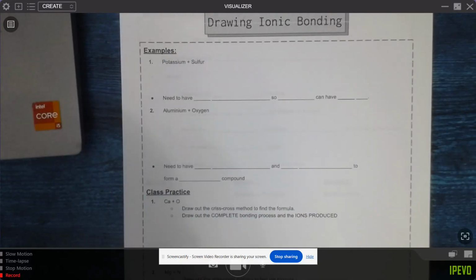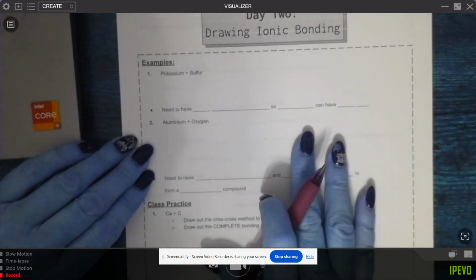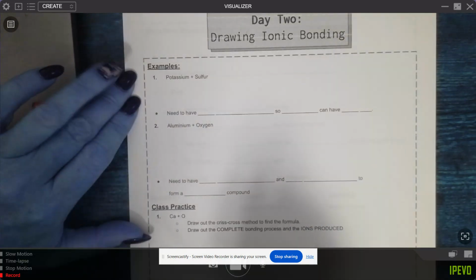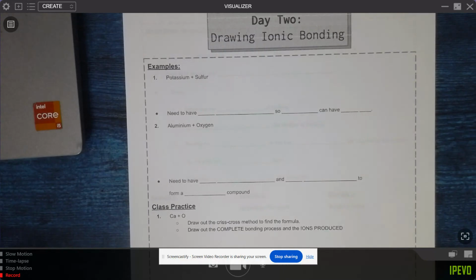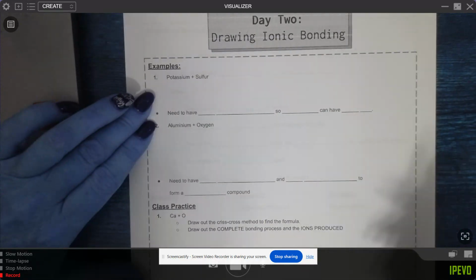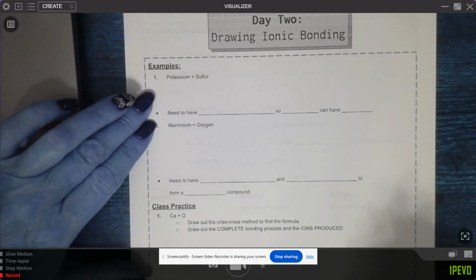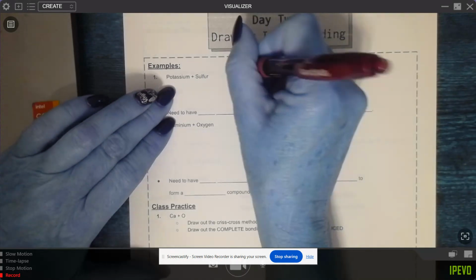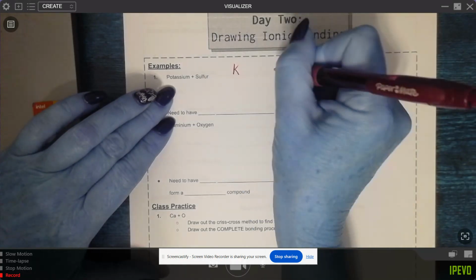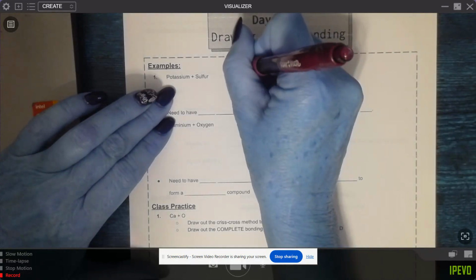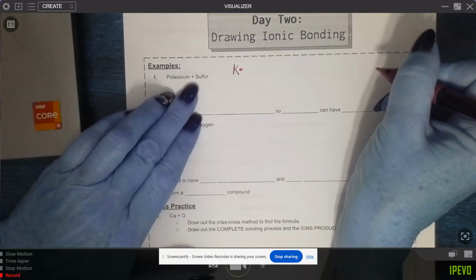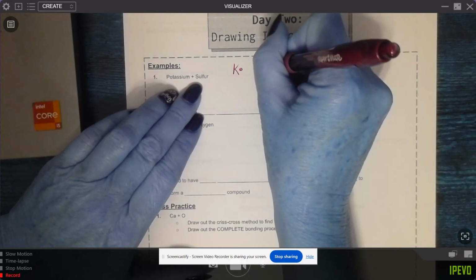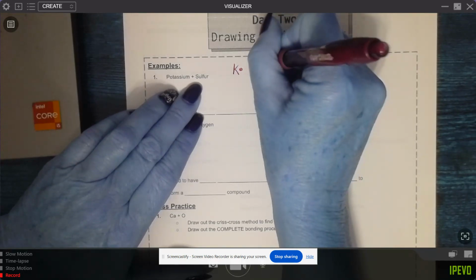Okay, so we're going to practice drawing some of these Lewis structures. Okay, and they're very different. So what we're going to do first is an example between potassium and sulfur. Okay, so the first step is to write down the Lewis dot structure for the element. So potassium is K. It's in group 1, so it has 1 valence electron. And then sulfur is S. It's in group 16, so it has 6 valence electrons.